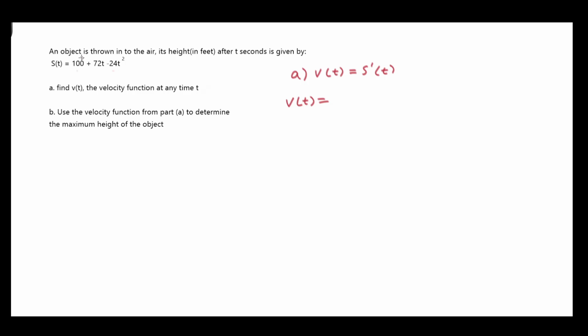100 is a constant, so we can just get rid of that. And then 72t is just going to be 72. And then the derivative of 24t squared is just going to be negative 48t.